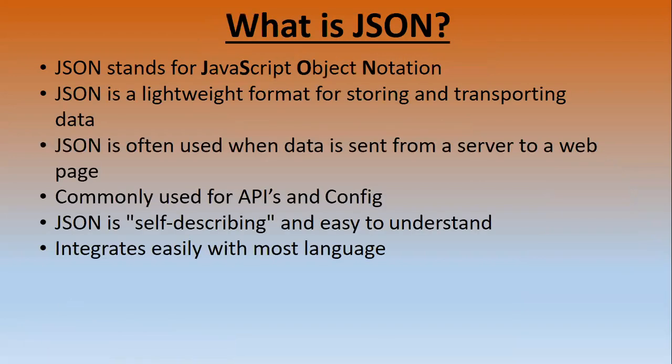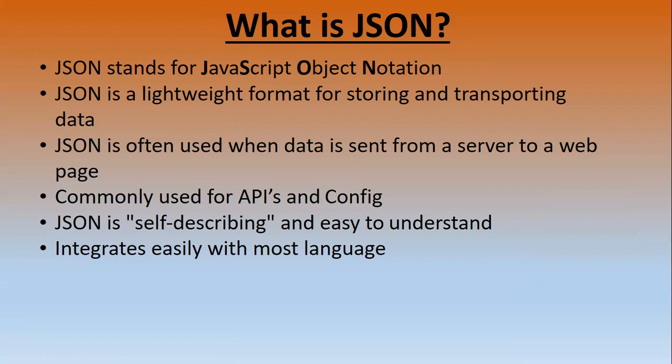So what is JSON? As I told, JSON stands for JavaScript Object Notation. It is a very lightweight format for storing and transporting data. It is often used even in RPA as well as other programming languages, and it holds a lot of similarity with JavaScript. So in the name itself, it has JavaScript Object Notation.